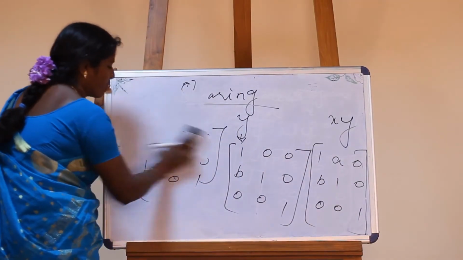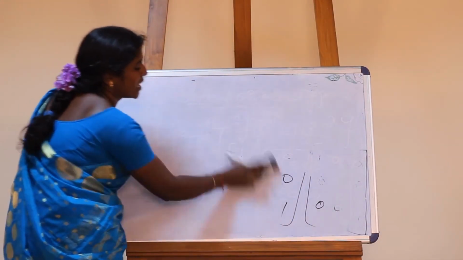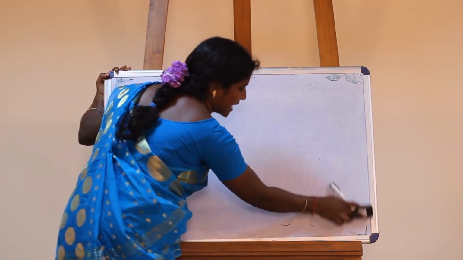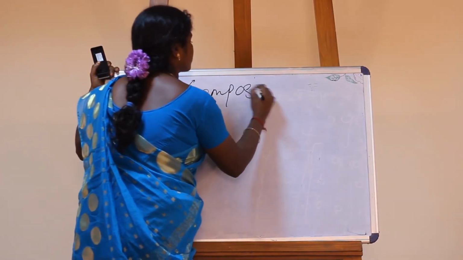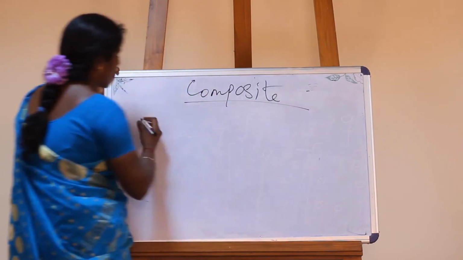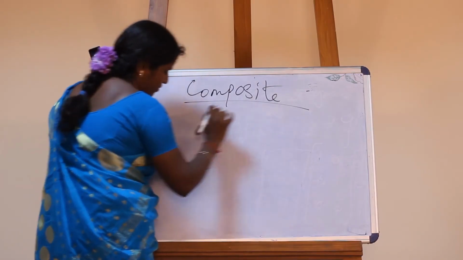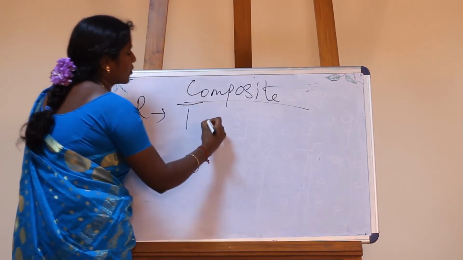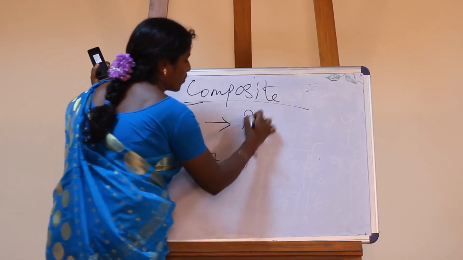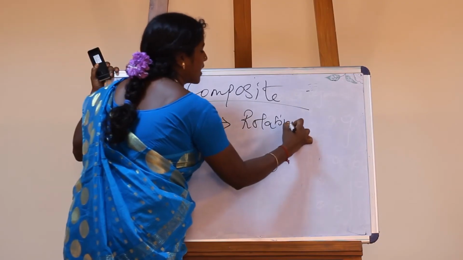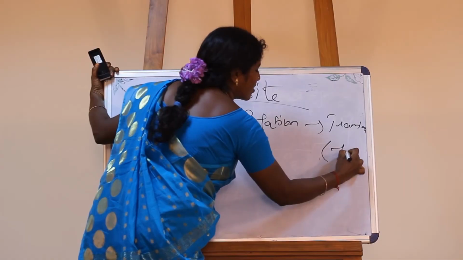Next we see composite transformation. Composite transformation means any sequence of transformations combined by matrix product. For example, if you want to rotate your object about a fixed point, the following sequence of transformations is applied. First, translate your object to the origin, then apply the rotation, and then apply the inverse translation.